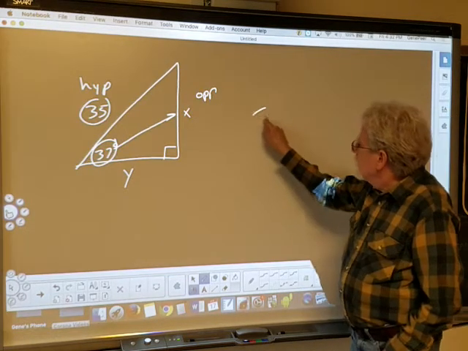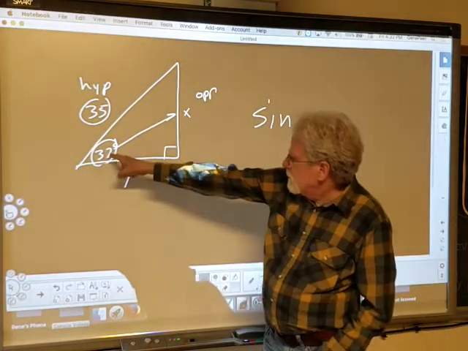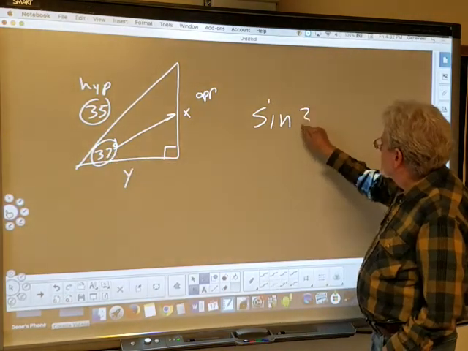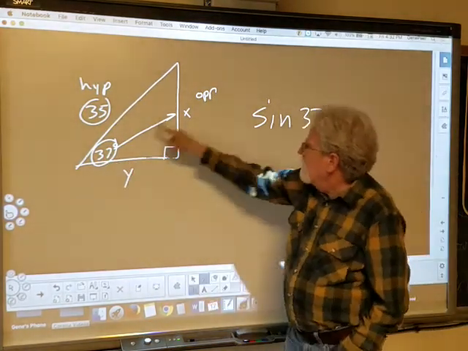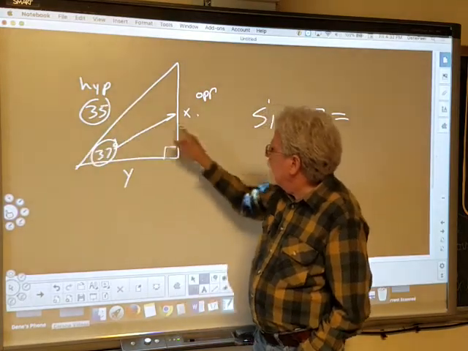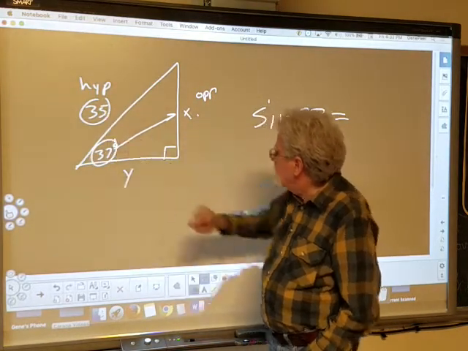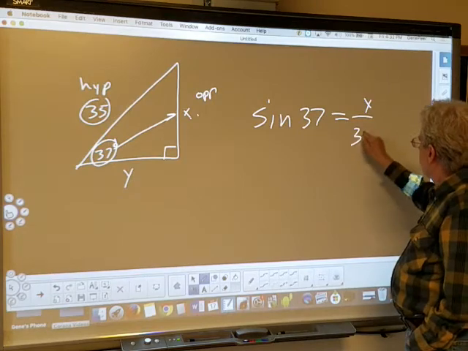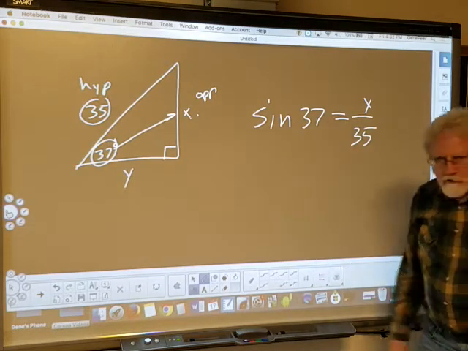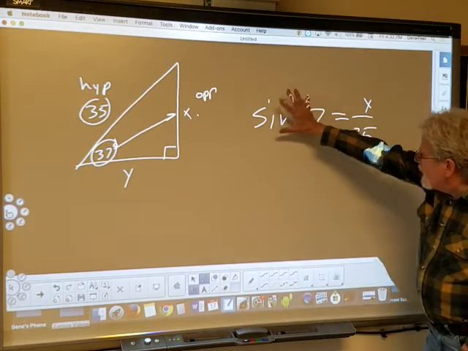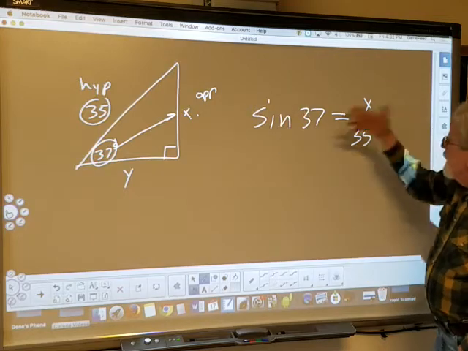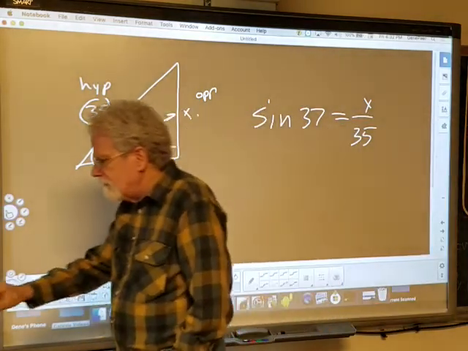So we have sine of my angle, 37, equals opposite over hypotenuse, that's x, over 35. I look up sine of 37. I multiply my answer by 35. I find out what x is, and I'm done.